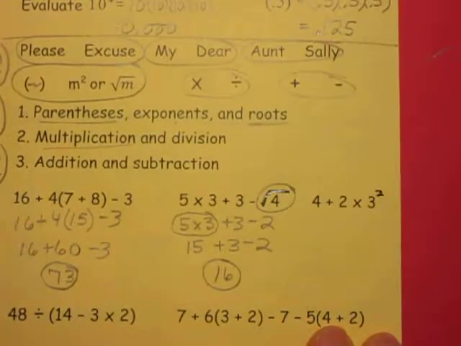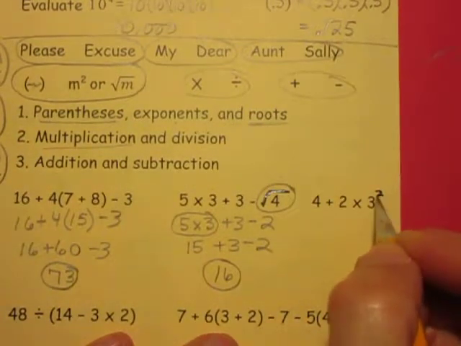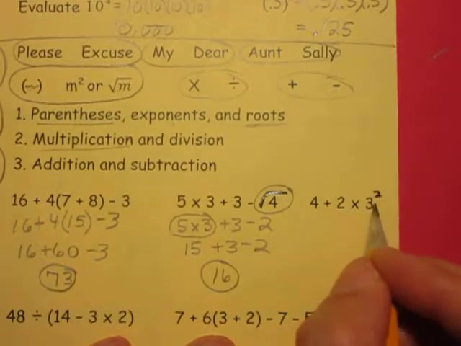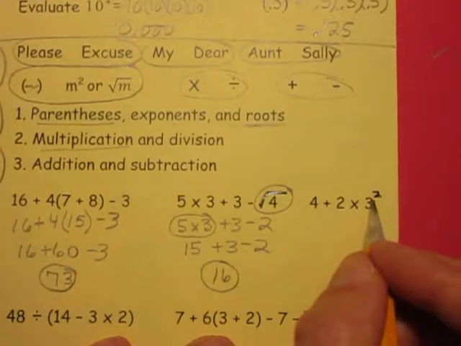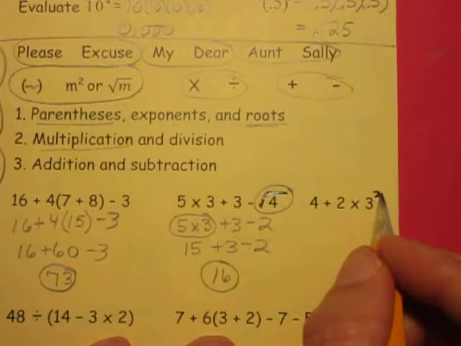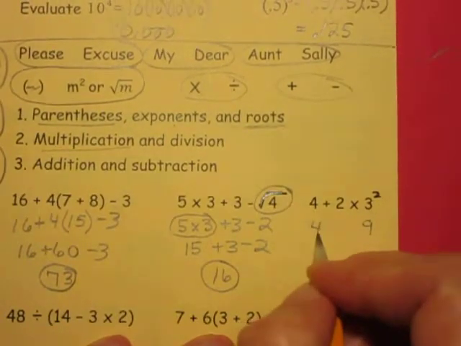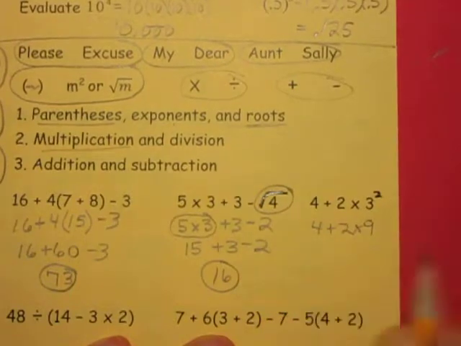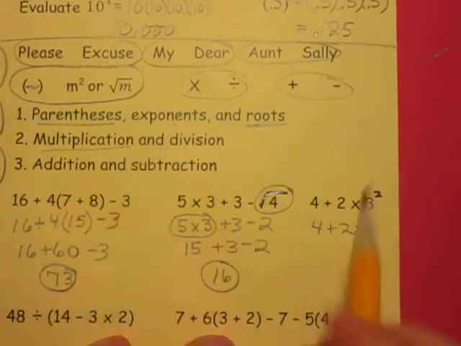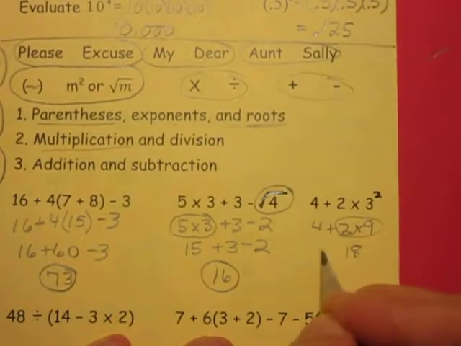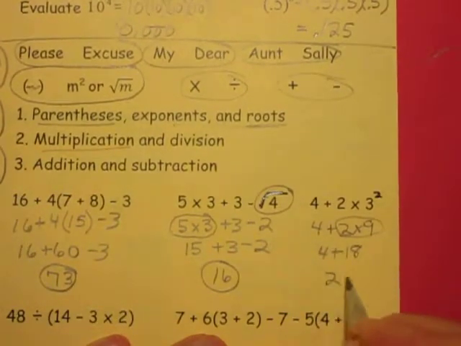Okay, this next one, I put a little square up here just to make this a little more interesting. So we have a first step here. We're going to have to carry out this exponent. So 3 squared means 3 times 3. That would be 9. So I can bring everything else down. Now the next thing, multiplication or division. I've got that right here, so I need to do that. So that would be 18, and then 4 plus 18 gives me 22.